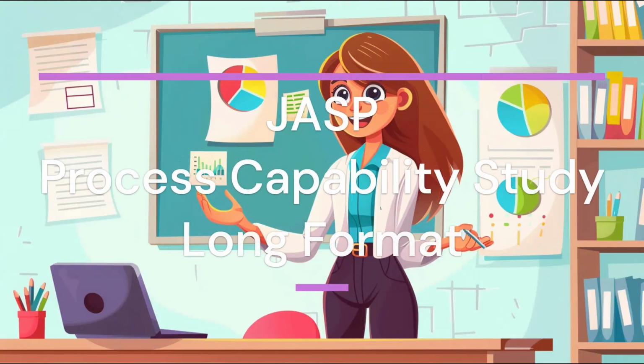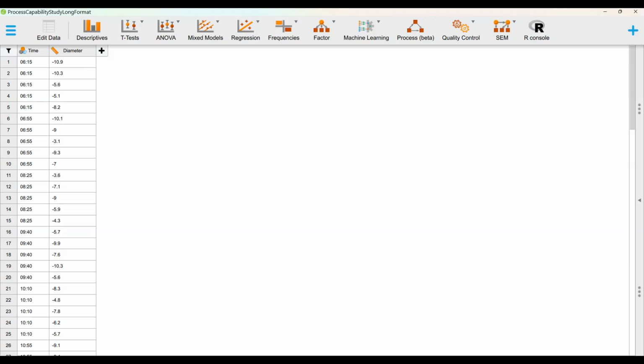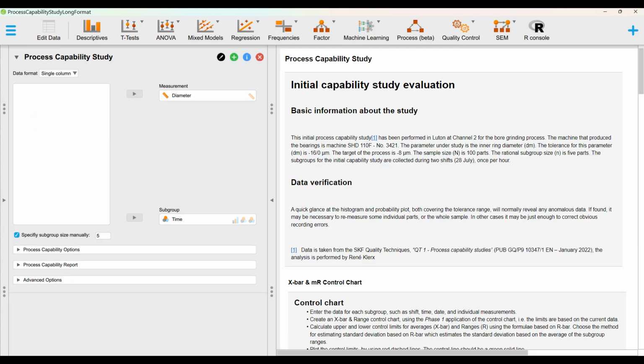JASP, Process Capability Study, Long Format. The parameter under study is the inner ring diameter, DM. The tolerance for this parameter, DM, is minus 16 to 0 μm. The target of the process is minus 8 μm. The sample size, N, is 100 parts. The rational subgroup size, N, is 5 parts.